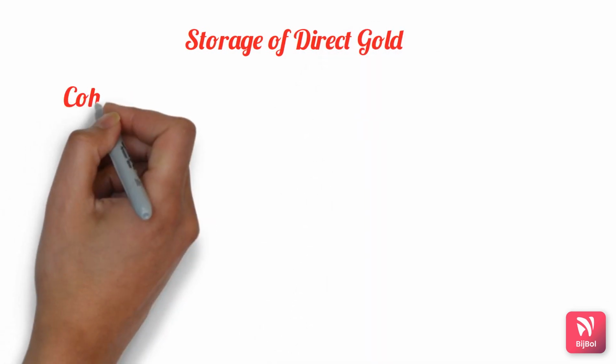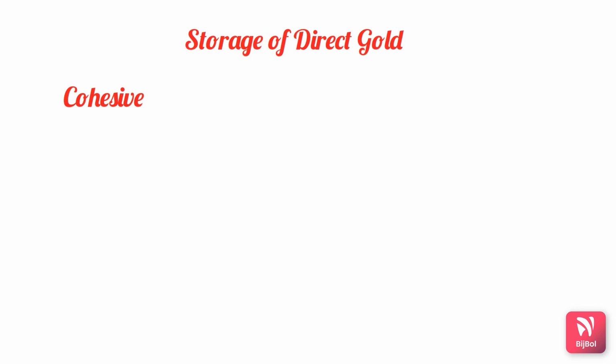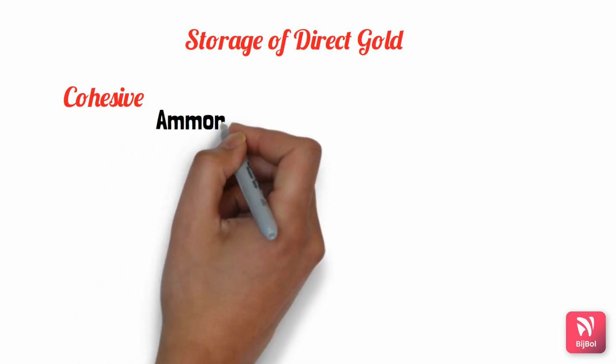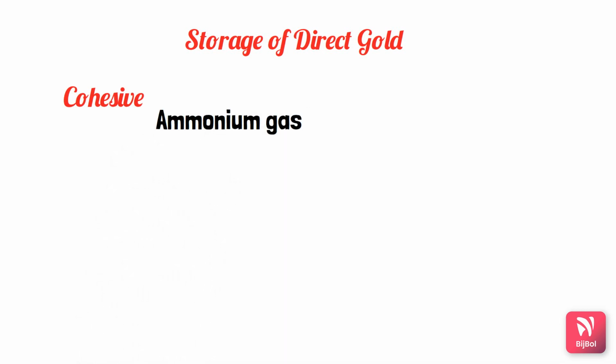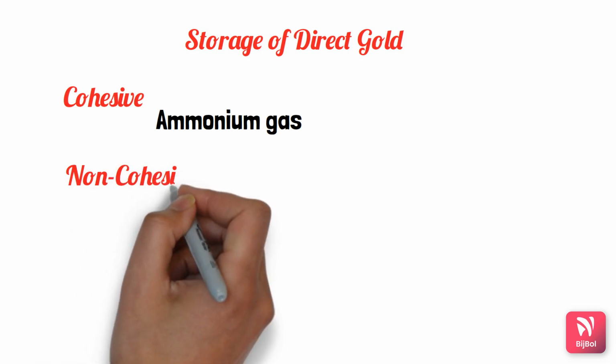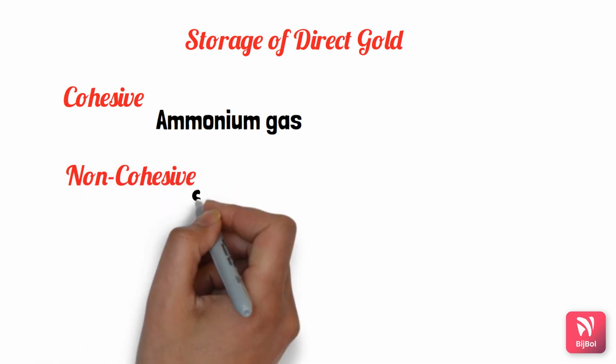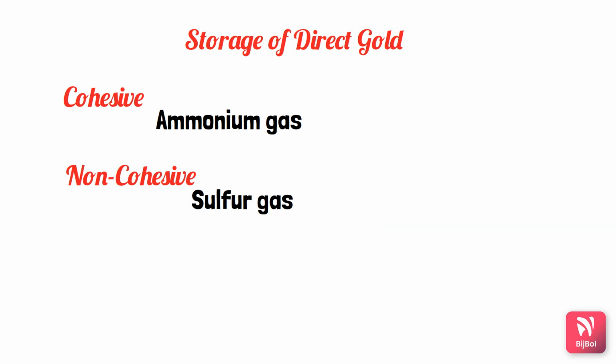What is cohesive gold? Direct gold materials that are coated with a layer of ammonia gas, which is removed just before the insertion of the gold into the cavity preparation, is cohesive gold. Whereas non-cohesive gold is pure gold which is contaminated with phosphorus or sulfurous gases or other deleterious oxides, which is not cohesive and is not being used.